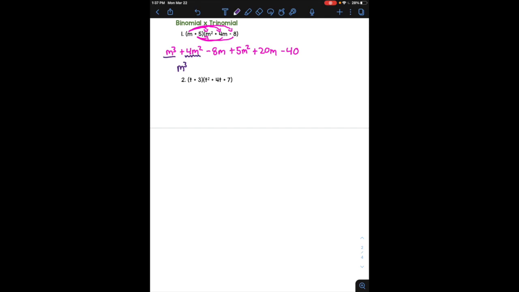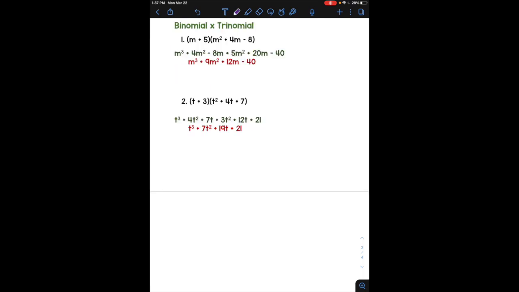I could combine 4m squared and 5m squared to give us a total of 9m squared. Negative 8m and 20m could be combined to give us positive 12m. And lastly, there are no like terms with negative 40, so we'll tack that on at the end. Notice our answer here is in standard form of a polynomial, such that all the exponents are in descending or decreasing order. What I'd like you to do is pause the video, try problem number 2, play the video back to check your answer.